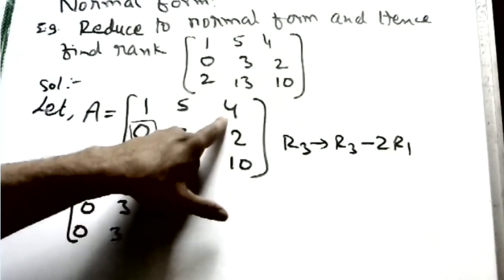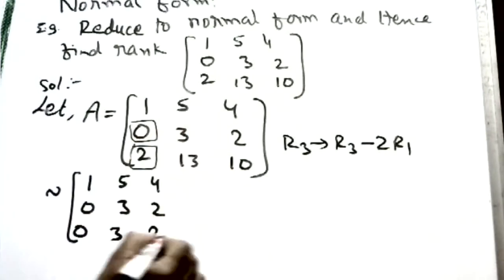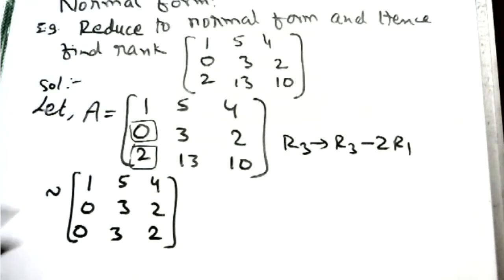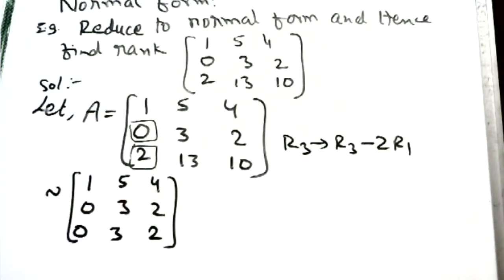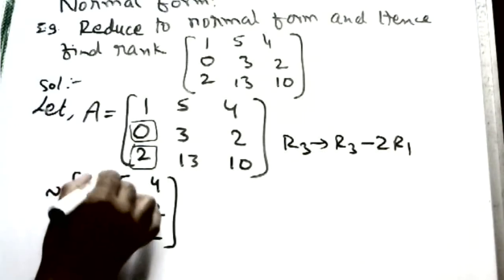R3 minus 2R1. 10 minus 4 twos are 8. 10 minus 8 is 2. So the first step we finished now. We made these two zeros.